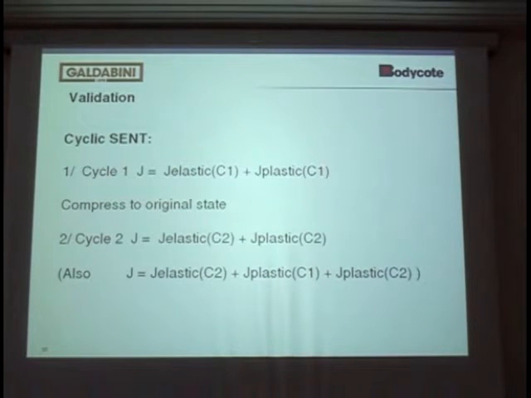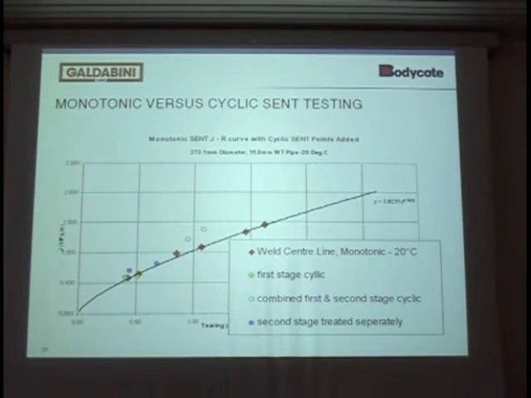We've taken a fairly simplistic approach. Obviously the first cycle is just analysed traditionally because it is no different from a standard SENT test. We've then attempted to compress back to the original state, and then we've applied a second cycle, which has been analysed on a completely standalone basis because that's really very much akin to how the analysis is performed. We've got a slight variance here actually with the results of the previous speaker.